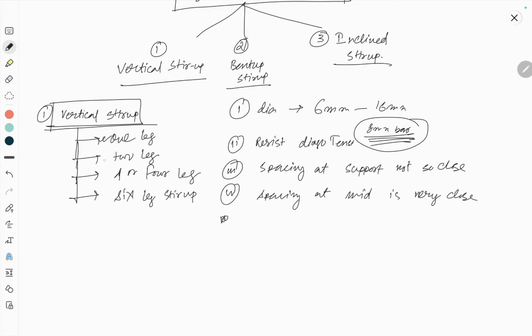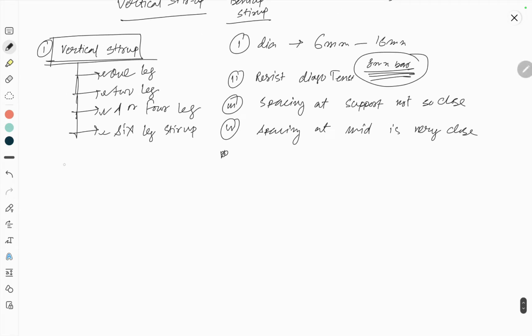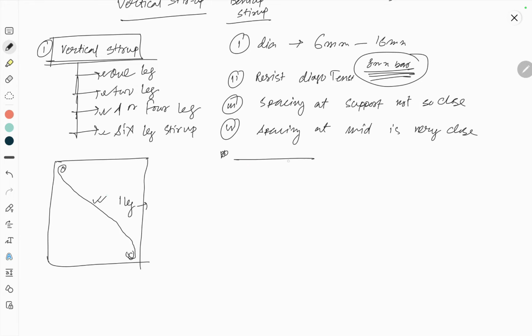Now we understand what 1 leg, 2 leg, 4 leg and 6 leg are. Suppose this is a beam cross section. Due to some design consideration, you provide the stirrup in this way, so here is your 1 leg. Now for 2 leg, I draw a beam cross section, and normally we use the stirrup in this way. That is why it is named 2 leg.